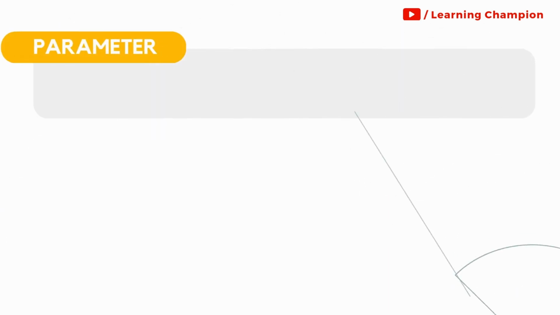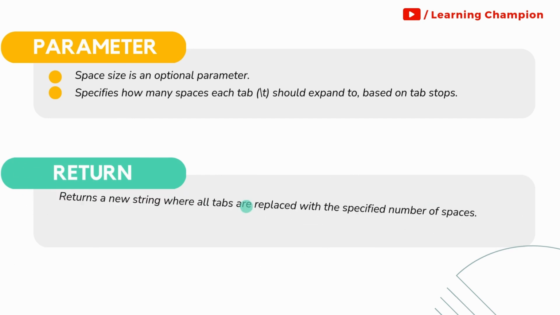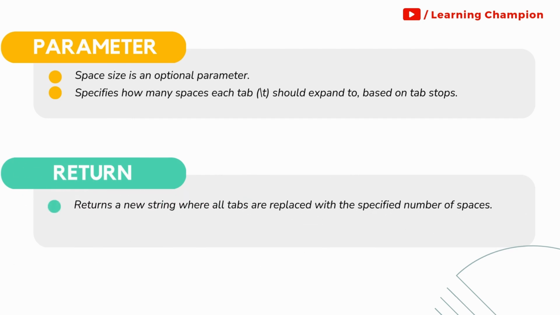Now coming to the parameter, space size is an optional parameter of type integer. It specifies how many spaces each tab should expand to based on the tab stops. By default, the tab size is set to 8. It returns a new string where all tabs are replaced with the specified number of spaces. Note that the original string remains unchanged as strings in Python are immutable.